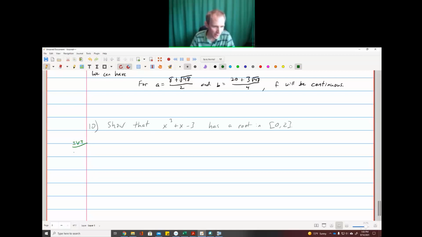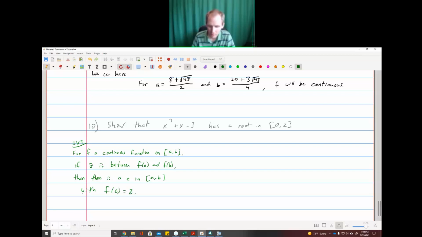So the intermediate value theorem says that for f, a continuous function on an interval a, b, if, and I think in our book they use the number z, if z is between f of a and f of b, then there is a c in the interval a, b with f of c equals z.